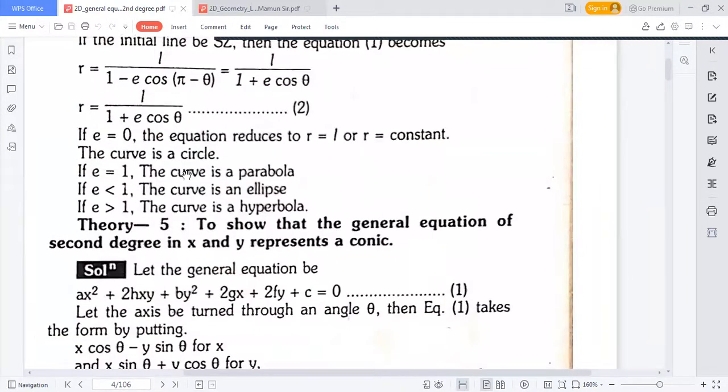In polar form, if eccentricity is 1, then the curve represents a parabola. If e is less than 1, then the curve is an ellipse.